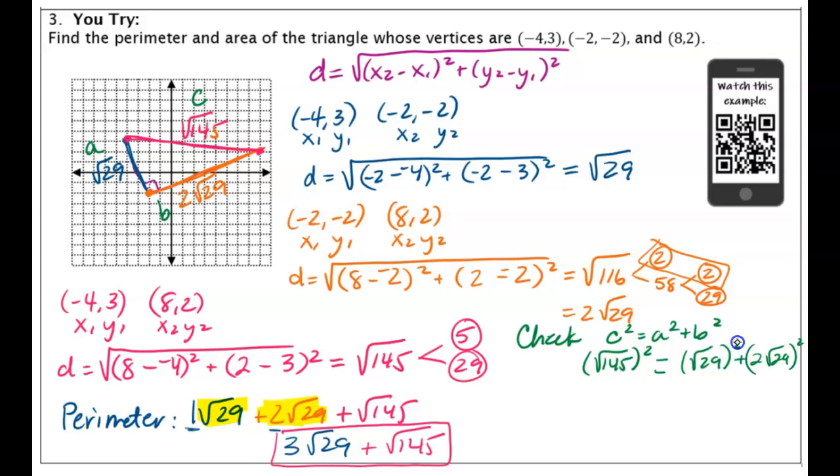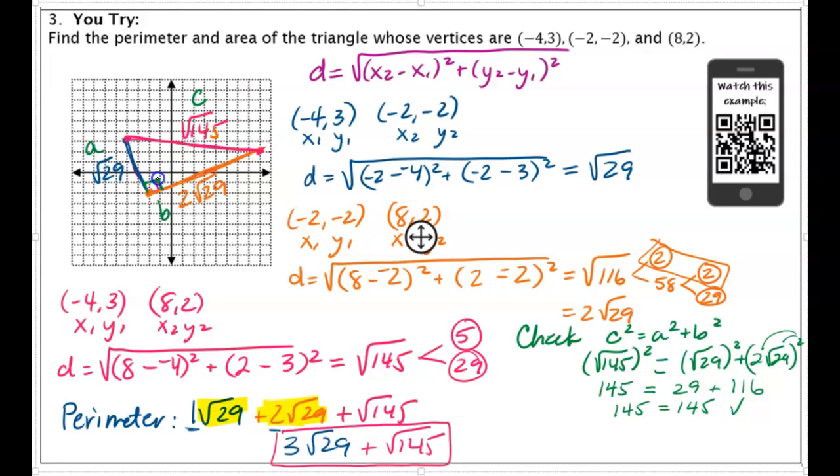All right, so whenever you square a square root, they cancel each other out. So the square root of 145 squared is just 145. The square root of 29 squared is just 29. And then 2 square root 29 squared would actually turn into the square root of 29 times 4, because the 2 would square the 2 and the square root of 29. So 4 times 29 is 116. And if I add 29 and 116, it does give me 145. So I know for sure now that this is a right angle. All right, so that's good news.